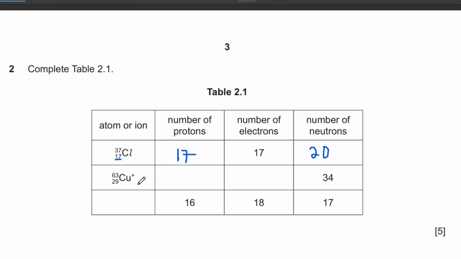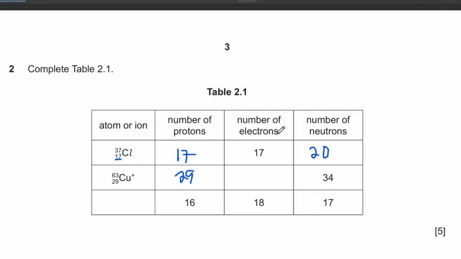Next is copper ion. So take note, it is an ion. There's a sign here, so you have to take note of that. Now, what is the number of proton? The number of proton is 29. Same explanation as this. This sign does not affect the number of proton. This plus sign means it has lost electron, so it doesn't change the number of proton. Our number of proton is the same as the atomic number, which is 29.